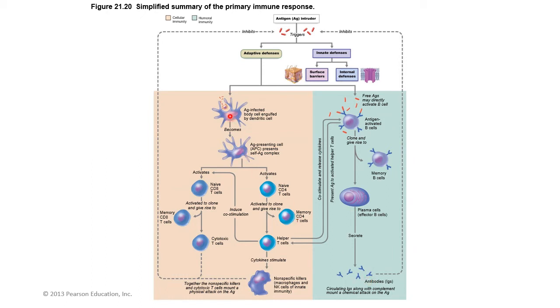Now, you could have that particular pathogen ingested by a cell, either an antigen-infected body cell engulfed by a dendritic cell, or just ingested by an antigen presenting cell. And that antigen presenting cell presents those complexes, and this is MHC class 2, presents it to your CD4 cells, and those are your T helper cells.